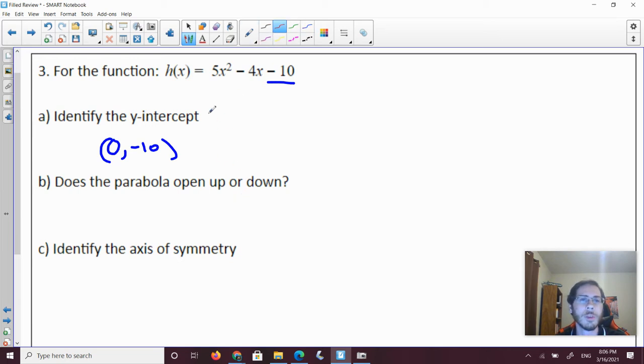Does the parabola open up or down? So again, we want to look here and we see that 5 is positive. Since 5 is positive, we're going to open up. So we're going to have a regular U-shaped parabola.